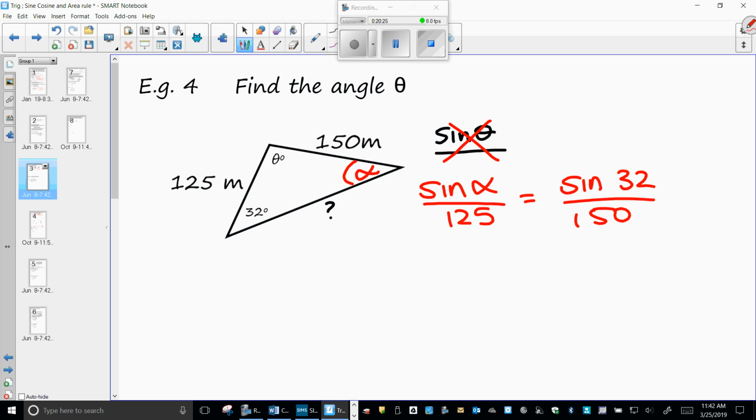Right, so that's going to be equal to sine 32 over 150. As I said, sines on the top, lengths on the bottom. Rearranging this, what I'm trying to find right now is alpha. Correct. Or whatever you call it.